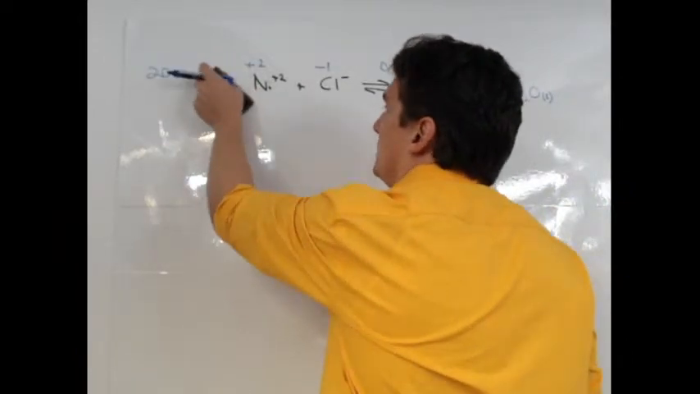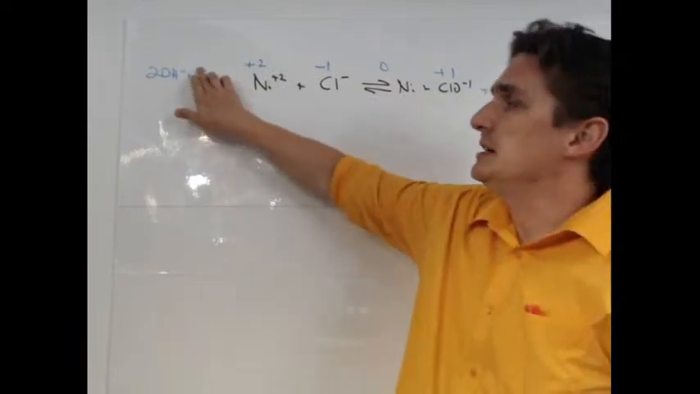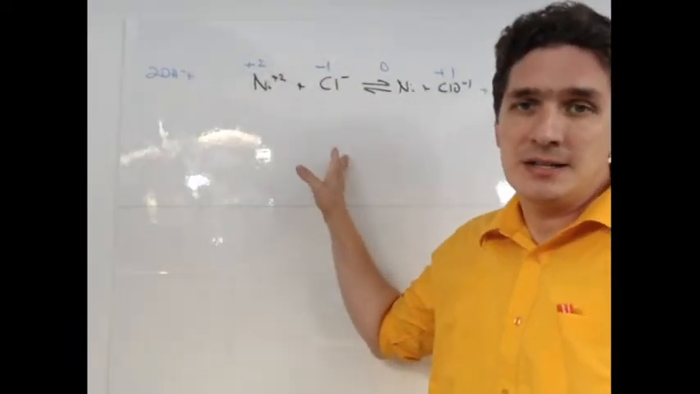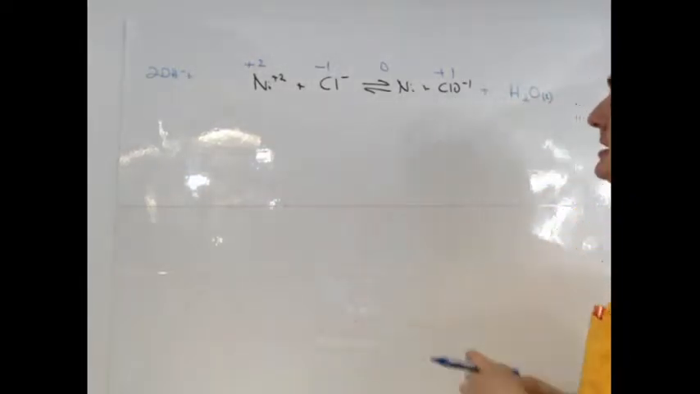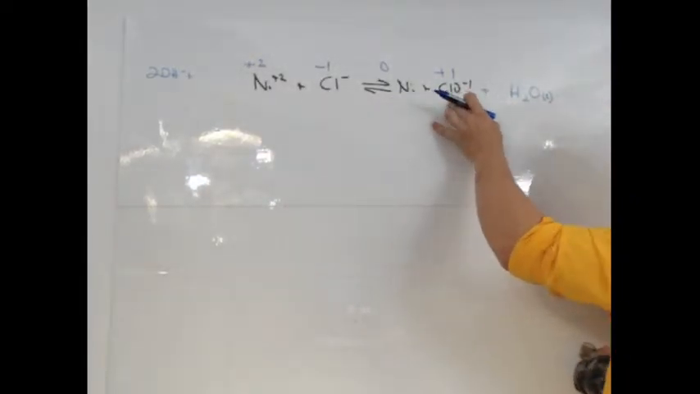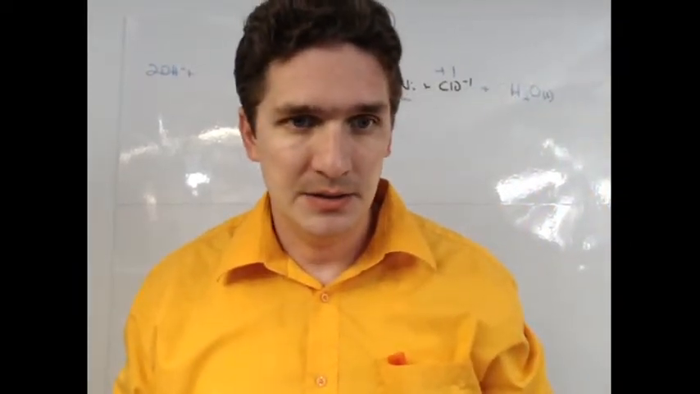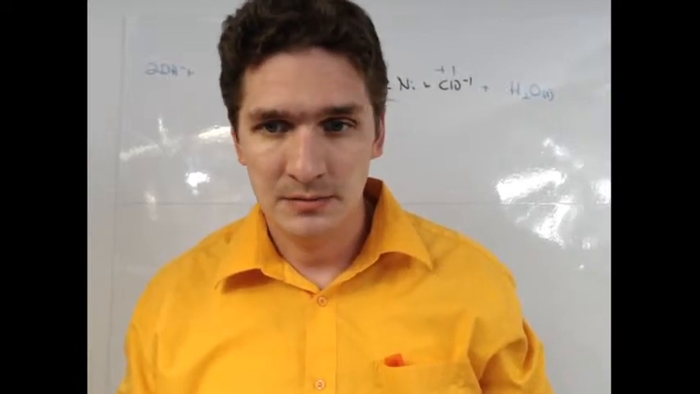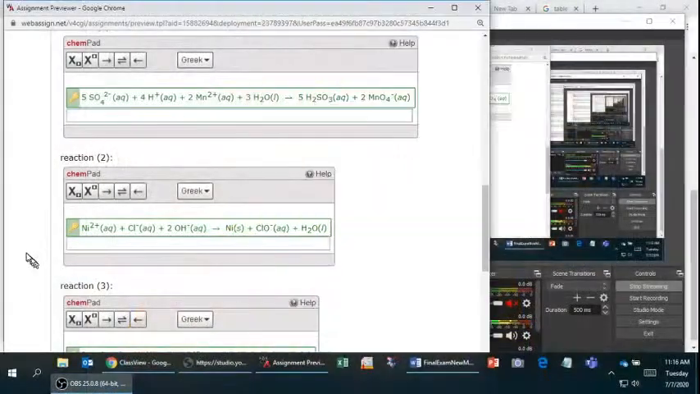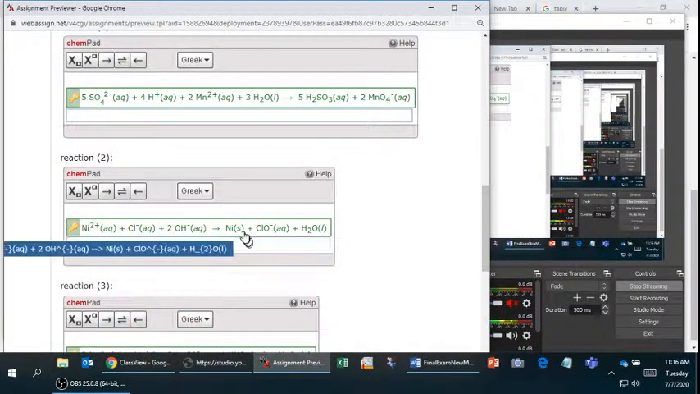So we've got 1 water here, 2 waters here, so we're just going to subtract 1 water off both sides. And this would be your balance under basic conditions. 2 OH minus plus Ni plus 2 plus Cl minus goes back and forth to nickel plus hypochlorite plus H2O. And if we look at the key, we get that answer. So I'll switch it back to the desktop. We have our 2 hydroxides, we have our nickel plus 2, our chloride, our nickel, our hypochlorite, and the water.